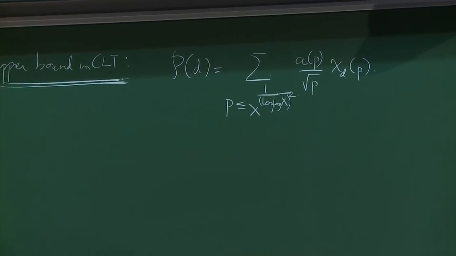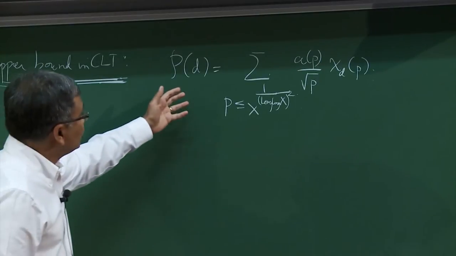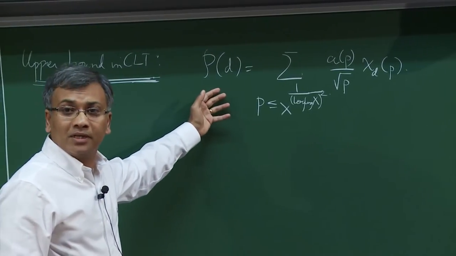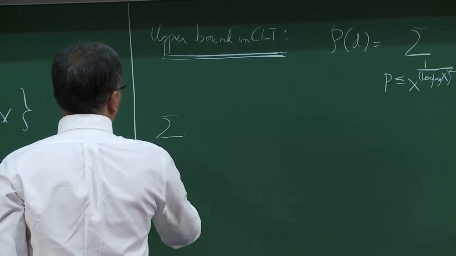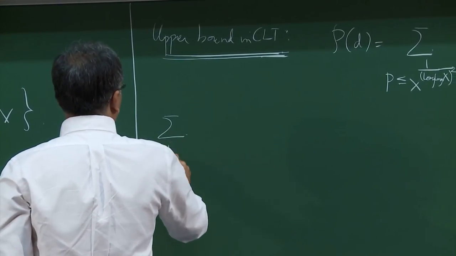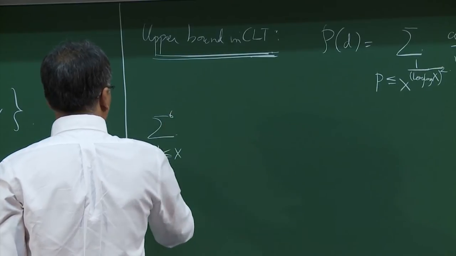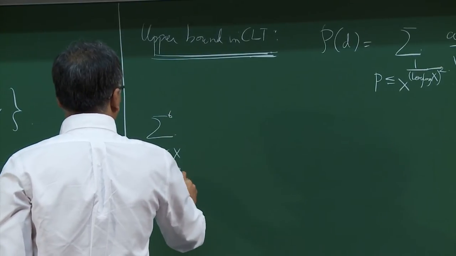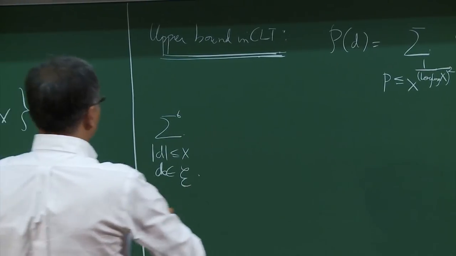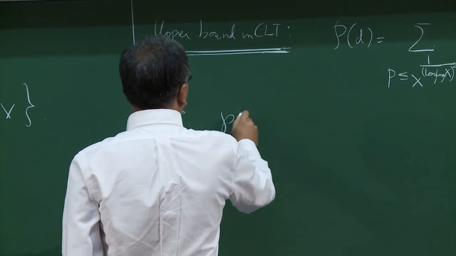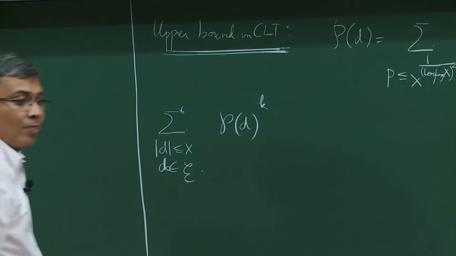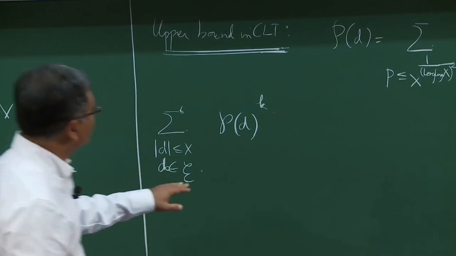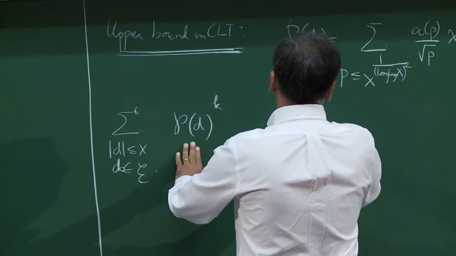Okay. Now, I claim that this object, I can understand everything about it on average. So if I average over d up to some point x, with d being in my set of fundamental discriminants E, I can compute as many moments of P of D as I like. I can compute the kth moment of this, and I can evaluate this.